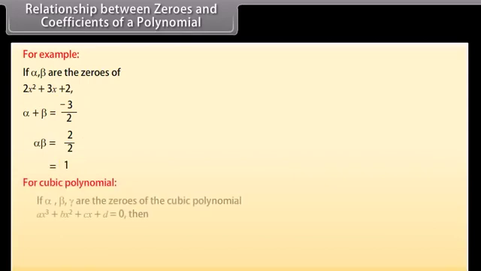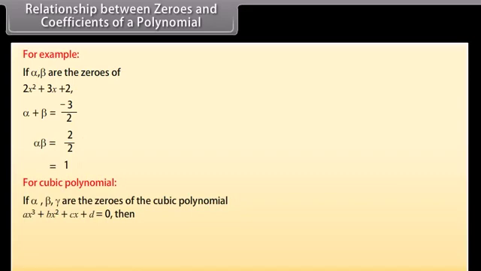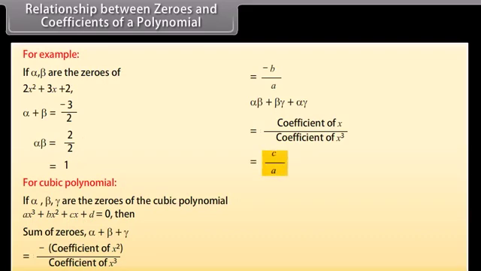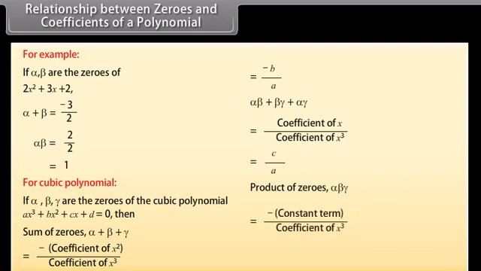For cubic polynomial, if alpha, beta, gamma are the zeros of the cubic polynomial ax cube + bx square + cx + d = 0, then sum of zeros, alpha + beta + gamma, is equal to minus coefficient of x square upon coefficient of x cube, which equals -b/a. Alpha beta + beta gamma + alpha gamma is equal to coefficient of x upon coefficient of x cube, which equals c/a. Product of zeros, alpha beta gamma, is equal to minus constant term upon coefficient of x cube, which equals -d/a.